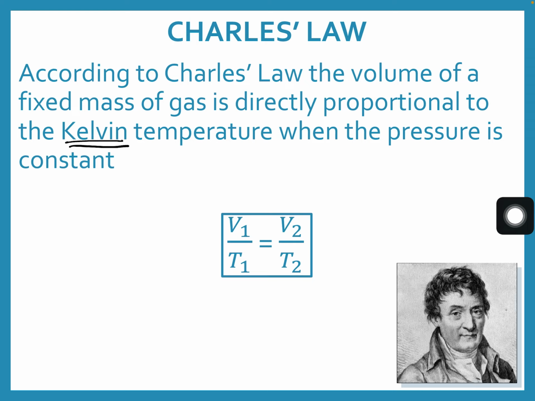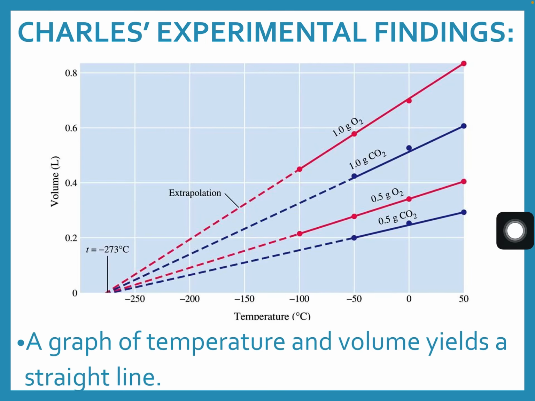So Charles found that the initial volume divided by the initial temperature in Kelvin was going to equal the final volume divided by the final temperature in Kelvin. He used this to learn about the Kelvin temperature scale and to come up with a theory there.